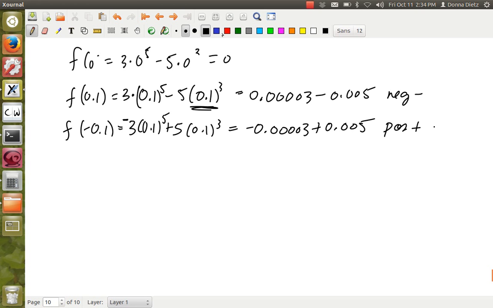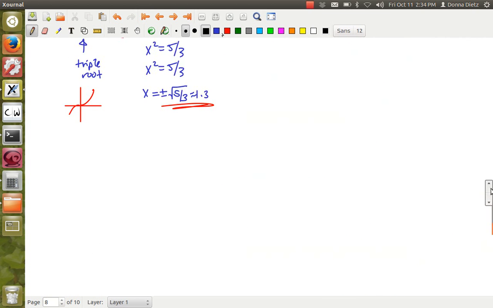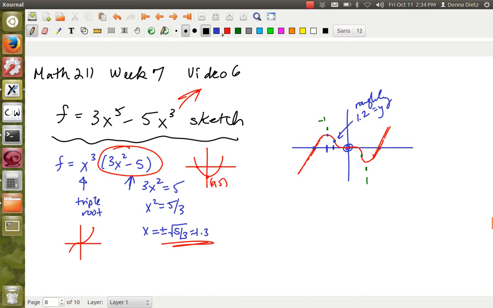But the important thing is, we went from being positive to negative. And then we look at the plot. Did we do that? Yes. We went from being positive on the negative side and then negative on the positive side. So our plot agrees with our calculations. That's how we would test a point on either side of the origin.